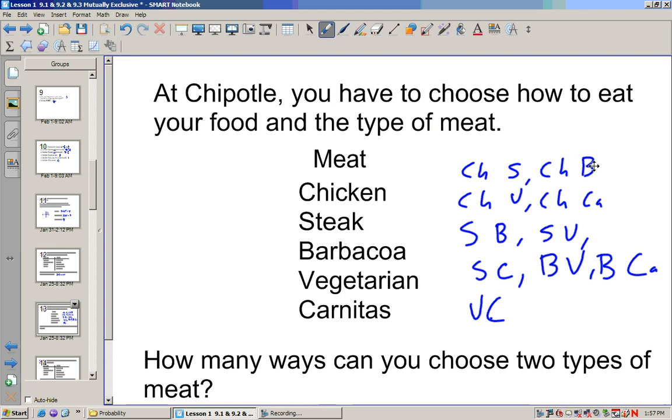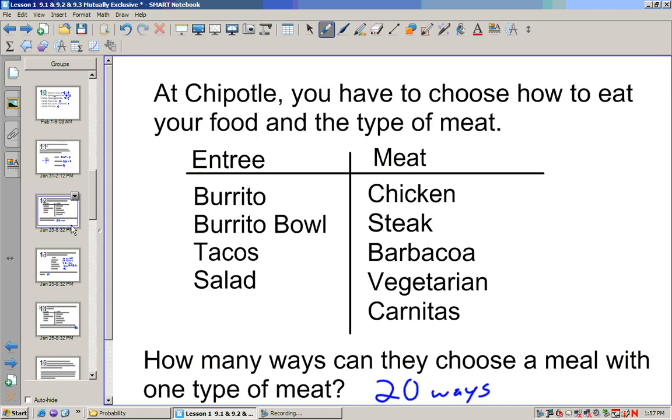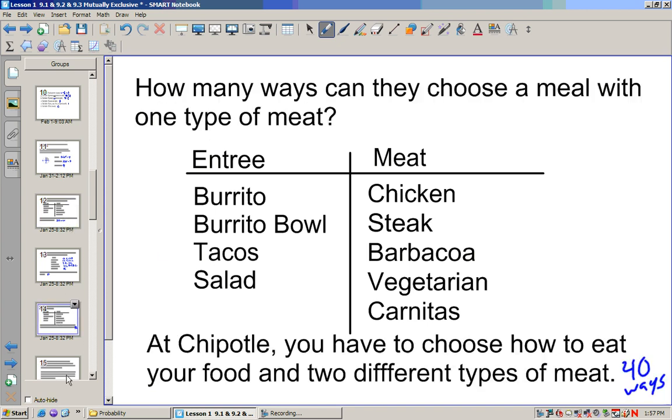So we'd have 1, 2, 3, 4, 5, 6, 7, 8, 9, 10. There's 10 different ways we can choose 2 types of meat. How many different ways can you choose how to eat your meal and 2 different types of meat? Well, there's 10 different ways we can do 2 types of meat. So 4 times 10, that would give us 40. So there's 40 ways we can choose 2 types of meat, but only 20 ways we can choose 1 type of meat.